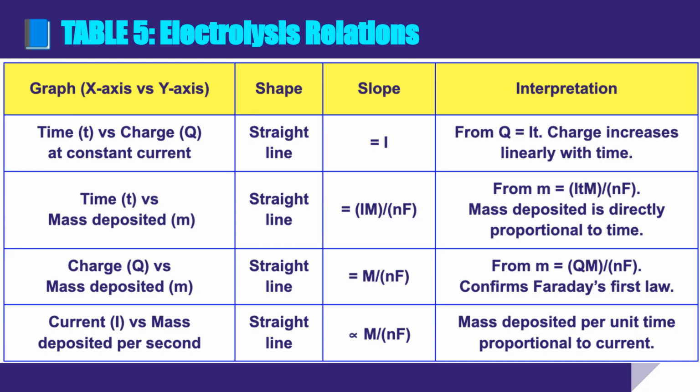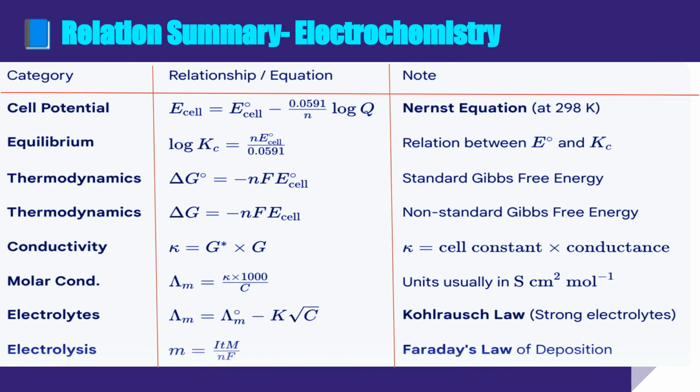These graphs demonstrate linear relationships for charge over time and mass deposited as a function of time, charge, or current, confirming Faraday's first law. Remember Nernst, Gibbs, and Faraday's equations, and electrochemistry graphs become easily predictable. This relation summary for electrochemistry lists key equations for cell potential, equilibrium, thermodynamics, conductivity, and Faraday's law.